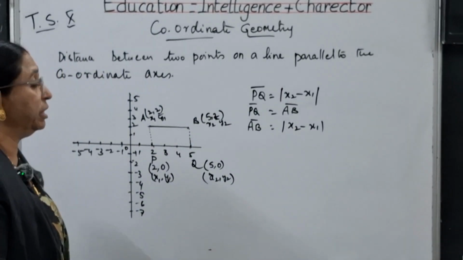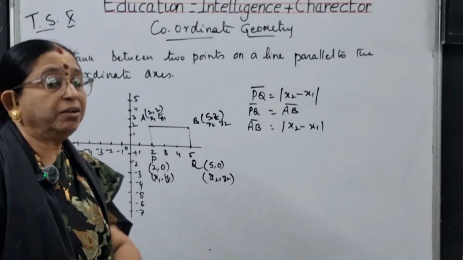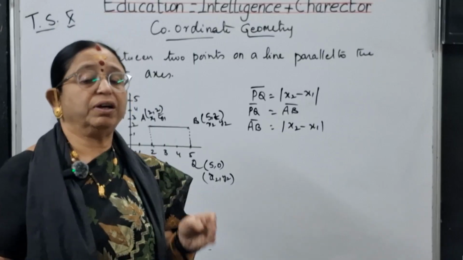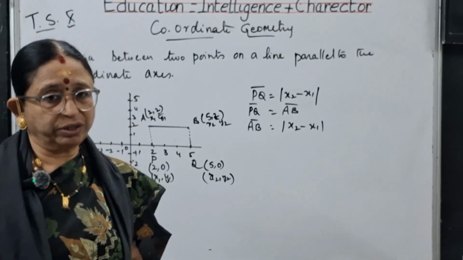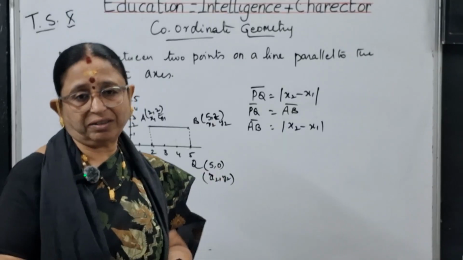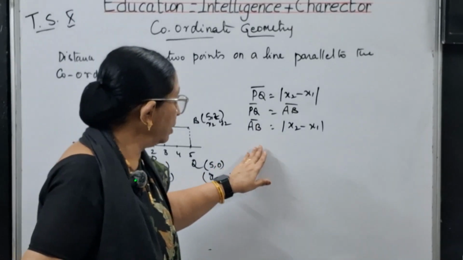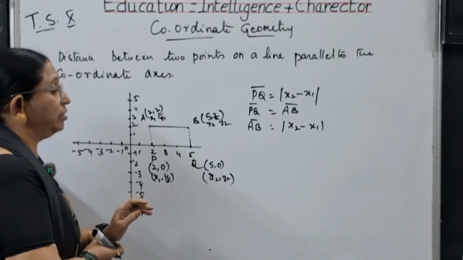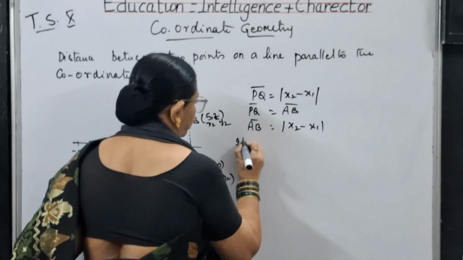Same formula you will be getting for the line segments which are parallel to the axis, just like the points which are lying on the axis, that is the x-axis or y-axis. Same formula we are using. The reason for it is that the two line segments are parallel. So with the help of this, we can develop a formula.